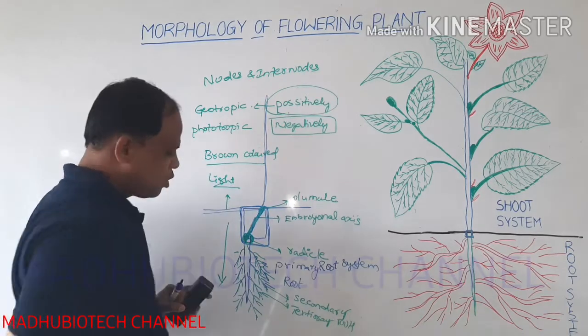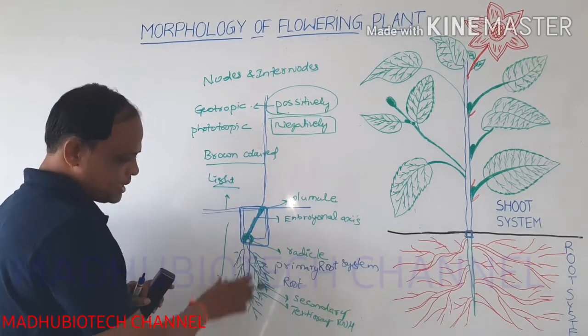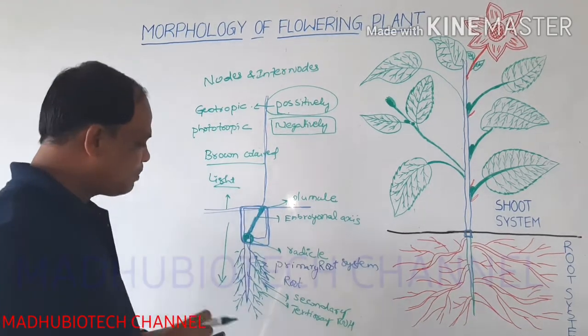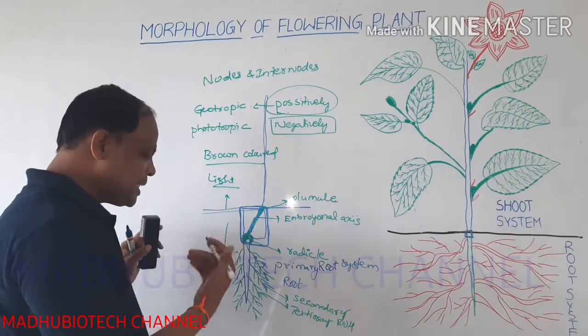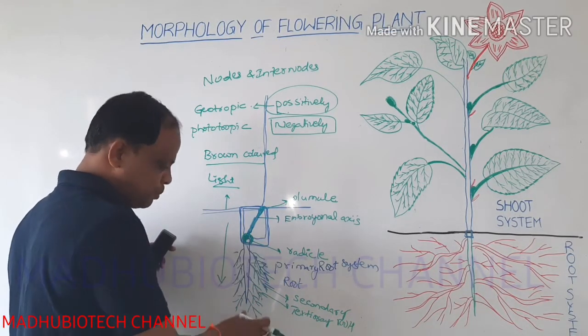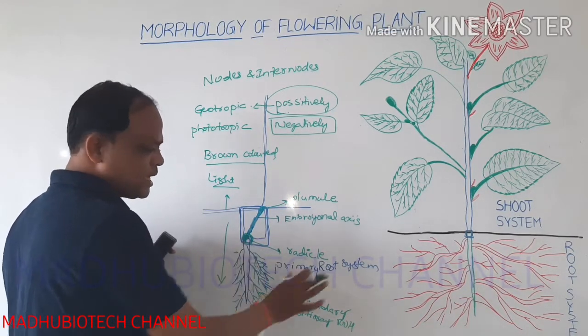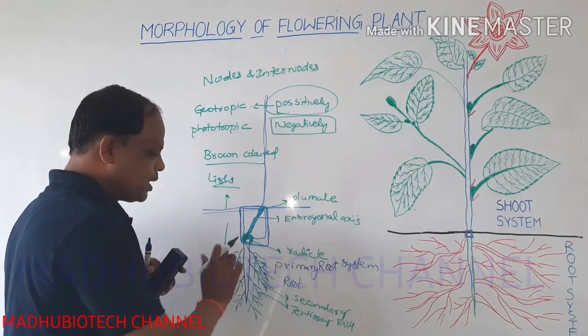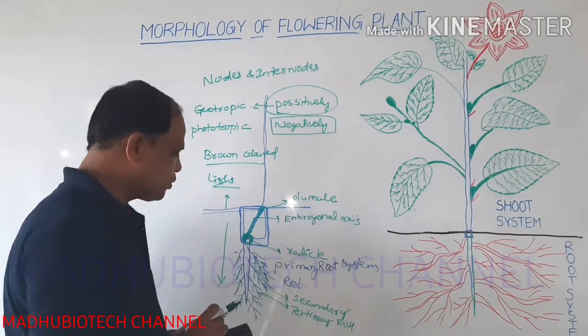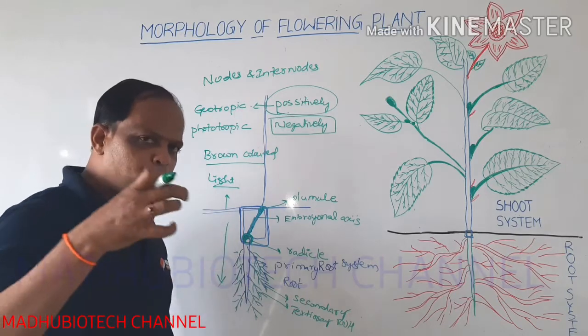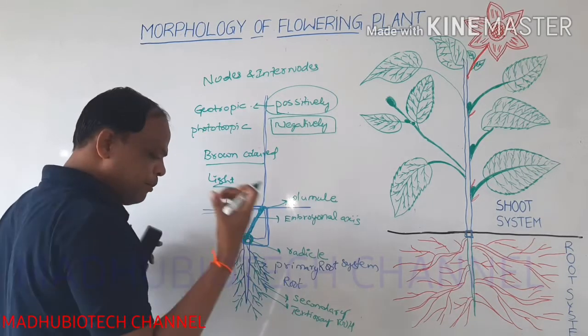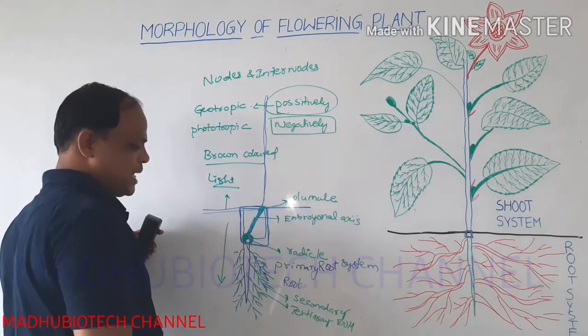Nodes and internodes are absent. They develop directly through an endogenous process, and this is the type of root system. The main function of the root system is to absorb water and mineral nutrients.